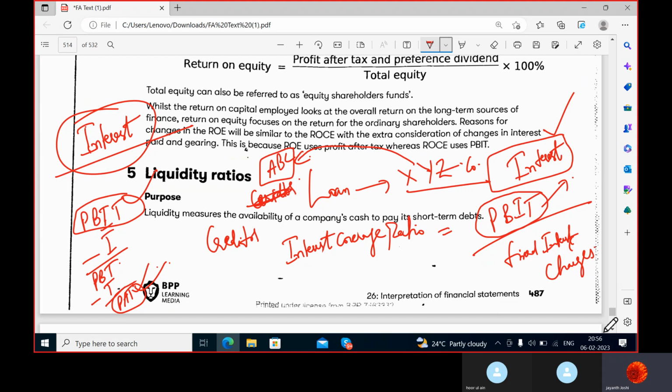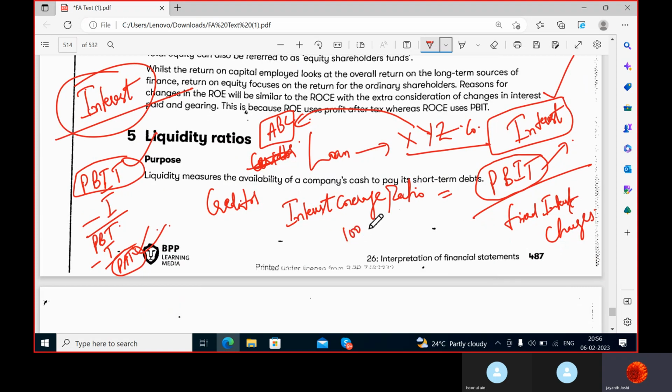So we take PBIT. Let's say the PBIT is $100,000 and the fixed interest charges that ABC wants from XYZ company is $10,000. Let's say every year XYZ has to pay 10,000 to ABC as interest, and let's say this current year's profit XYZ has made is $100,000. So what is the capacity of XYZ to pay to ABC? Can I say that is 10 times? Please tell me. Yes, sir. So that is good, right?